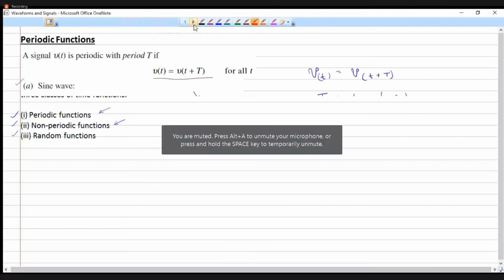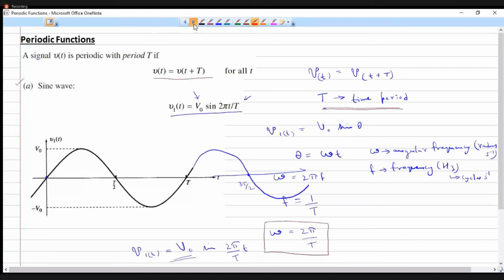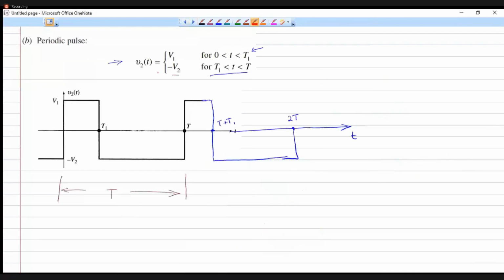So we have seen what is meant by periodic functions. The most popular is the sinusoidal function, which we have seen, and I have explained the concept of time period, which is normally represented by capital T in our course. And what is omega? It's called angular frequency. How they are related, like that. Then periodic pulse, how it could be represented, we have seen.